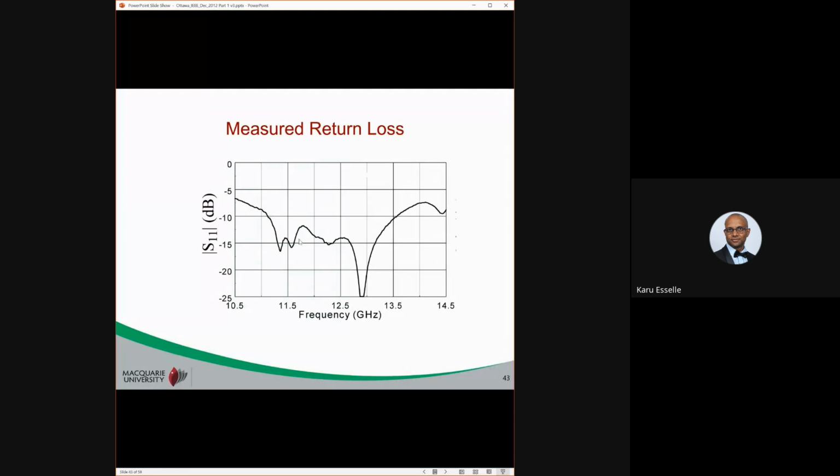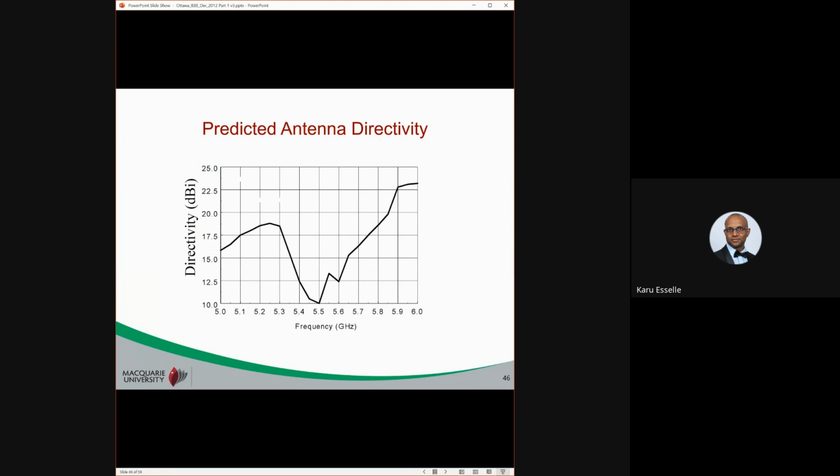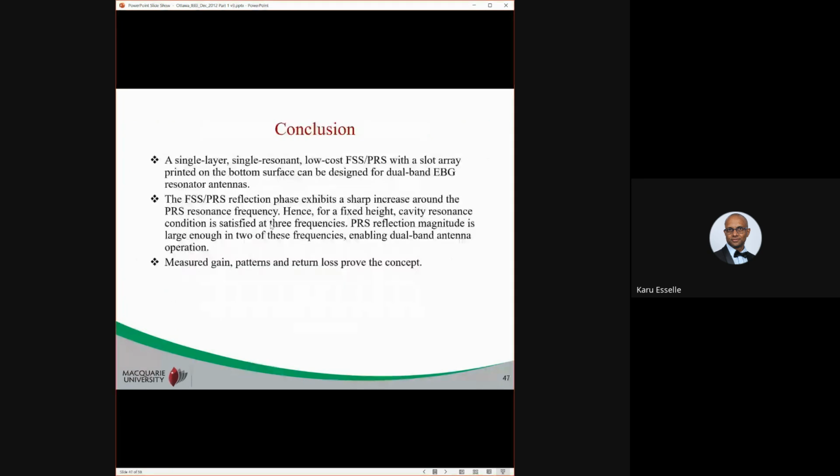Measured reflection loss, return loss. It's not really return loss, the reflection coefficient magnitude is good at these frequencies. Measured radiation patterns, etc. This is another design for the two 5 gigahertz Wi-Fi WLAN frequencies around 5.2 and 5.8. Some of the parameters. It has directivity, and better directivity at the higher band, less directivity at the lower band, and so on.